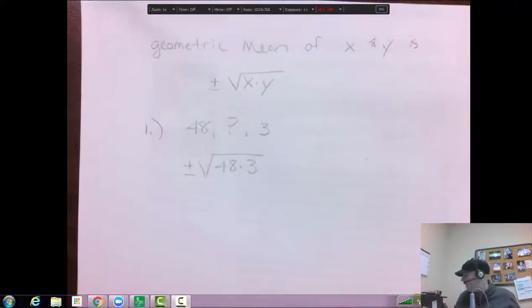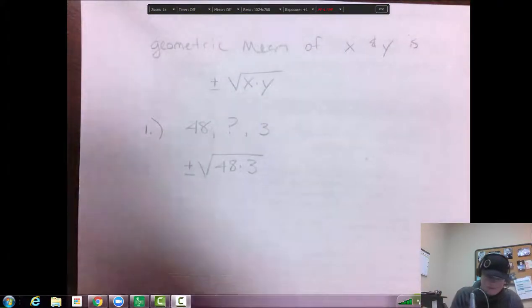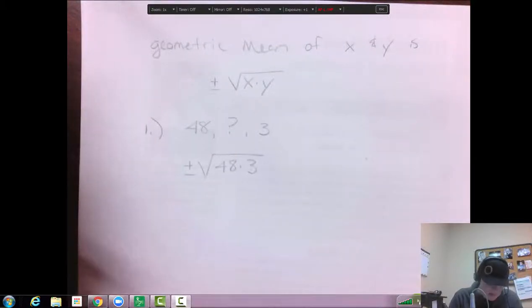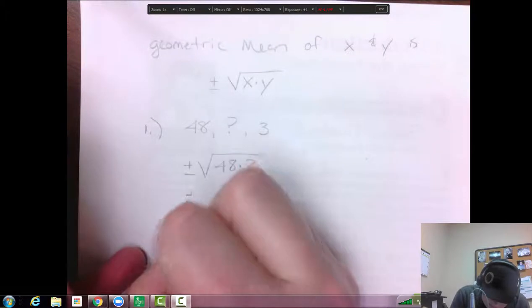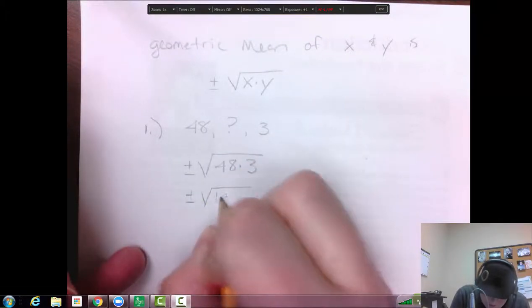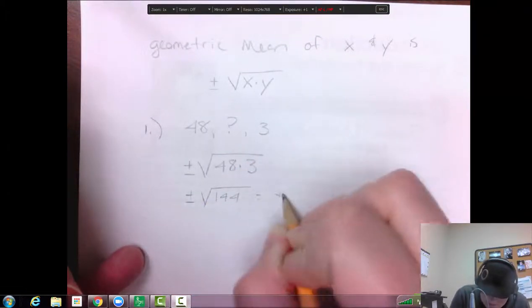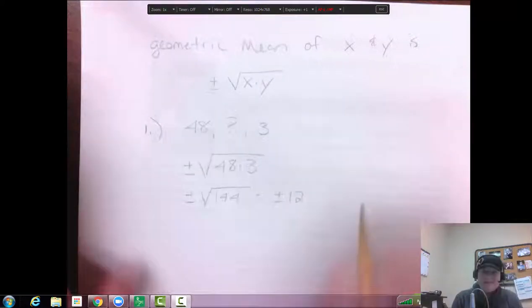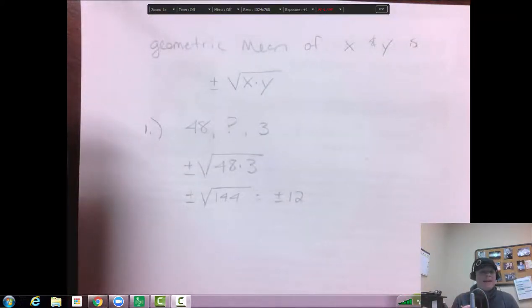Again, geometric is going up by the times, so it's a little bit different. So I'm just going to do 48 times 3, which is going to give me 144. And the square root of 144 is 12. So keep your plus or minus, and it's going to be positive or negative 12.